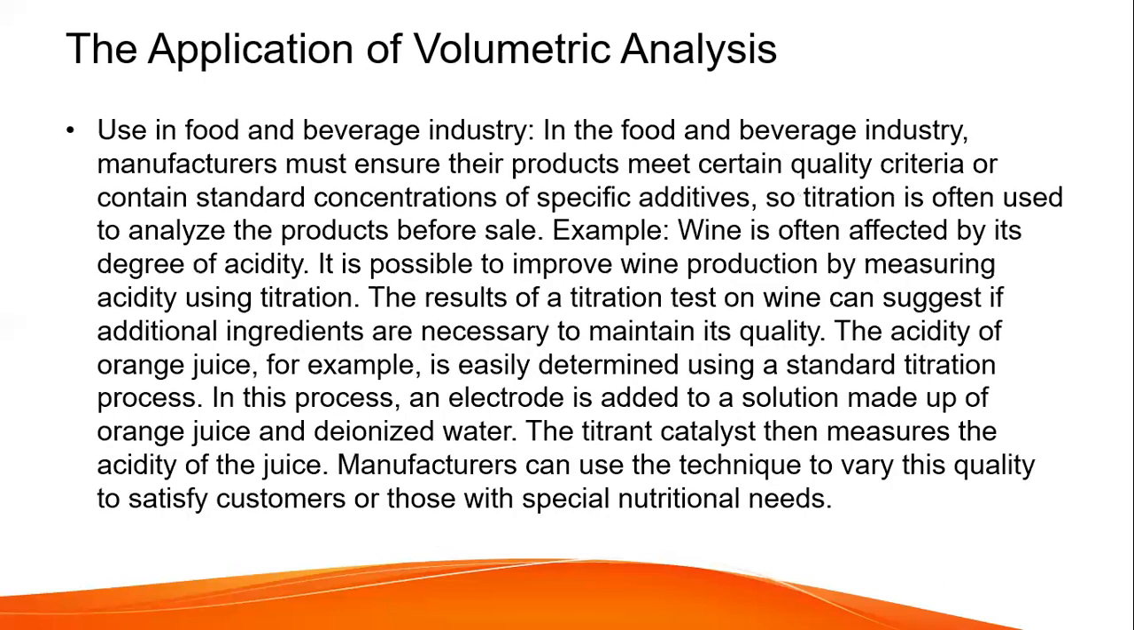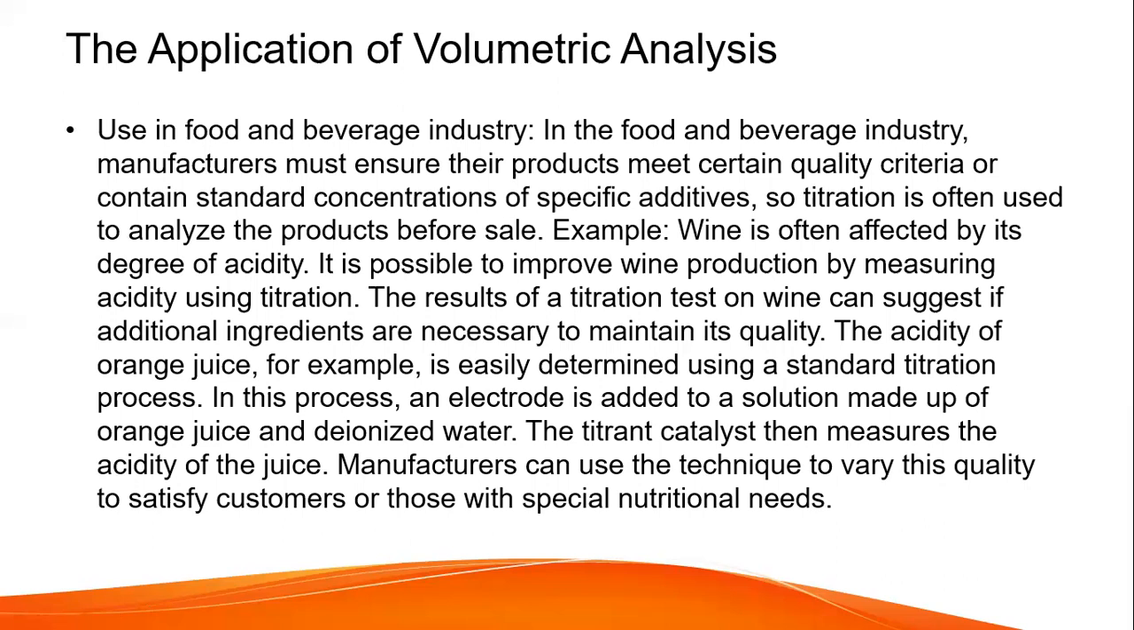Another application is in the food and beverage industry, where manufacturers must ensure their products meet certain quality criteria or contain a standard concentration of specific additives. So titration is often used to analyze the products before sale. For example, wine is often affected by its degree of acidity, so it is possible to improve wine production by measuring the acidity during titration.